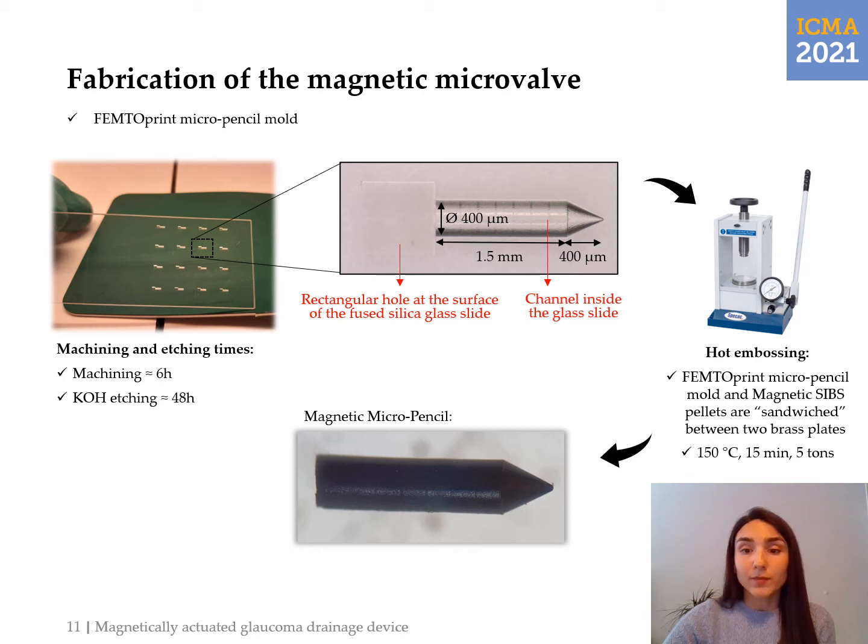Both the magnetic sieves pellets and the mold were sandwiched between two brass plates. They were pressed together at 5 tons, 150 degrees. And at the end, after the demolding step and after removing this rectangular block that is attached to the magnetic micropencil part, we can get the magnetic micropencil valve as the one shown here in the figure on the bottom.